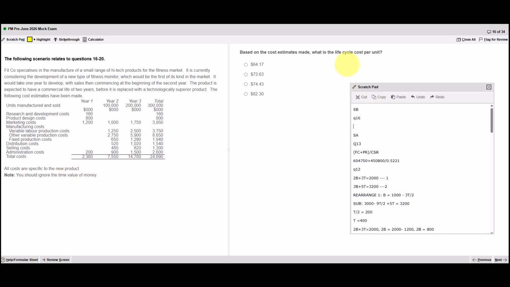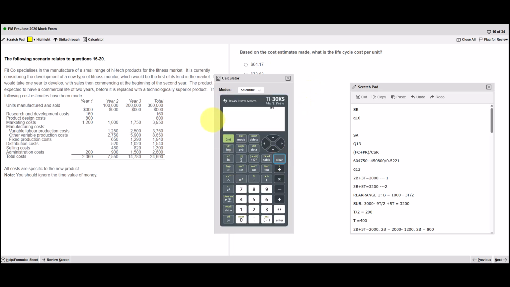So what is the life cycle cost per unit? Well, the life cycle cost is all of the costs divided by all of the units. And often we have to do more working out, but actually they've given us all the information because all of these costs are linked to this product. It tells us they're specific. So we can actually just go straight in for the calculation here. Quite an easy calculation as long as you picked up on that.